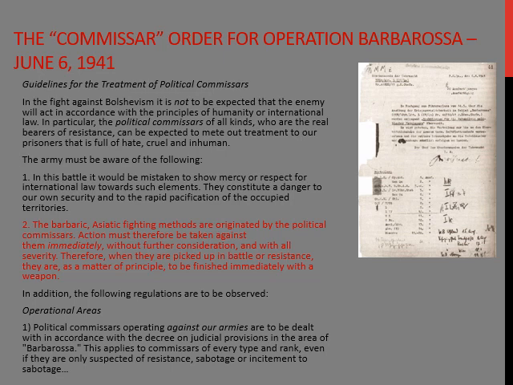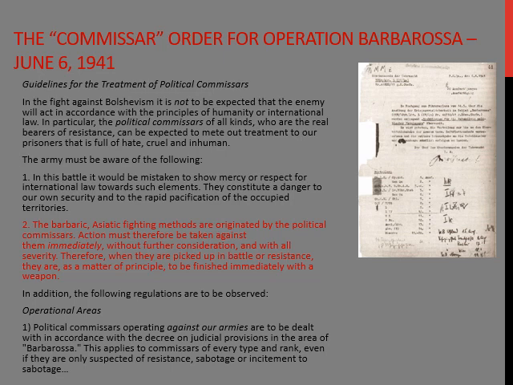Now, that commissar order I mentioned earlier is actually where Hitler is telling his generals that he doesn't expect that the Soviet soldiers and their political leaders are going to obey the normal rules of war. So he doesn't think that they should respect them either. He says in the fight against Bolshevism, it's not to be expected that the enemy will act in accordance with the principles of humanity or international law. We know who these guys are. They're going to be cruel and inhuman. Therefore, we should do it too.